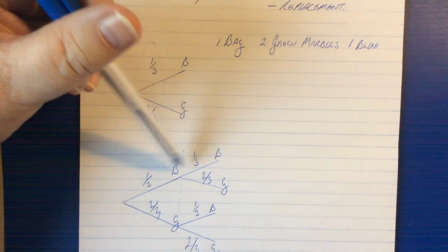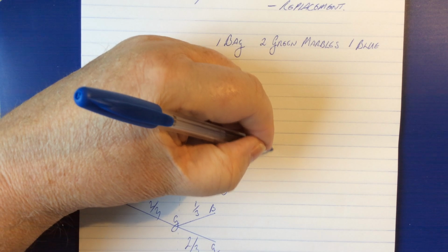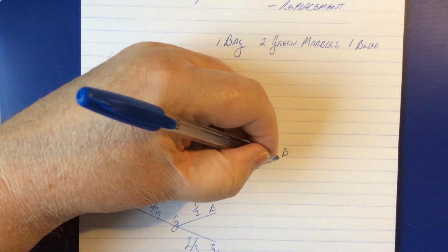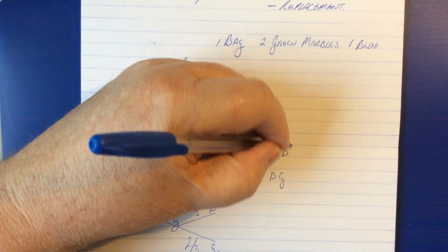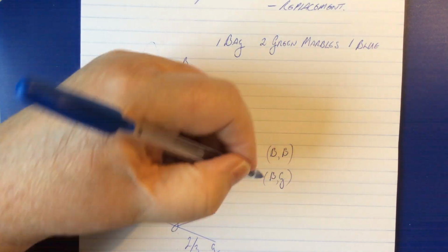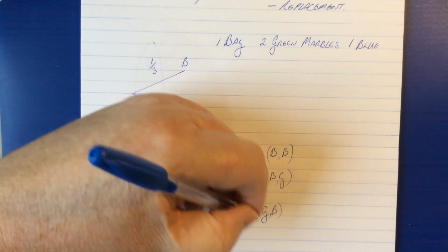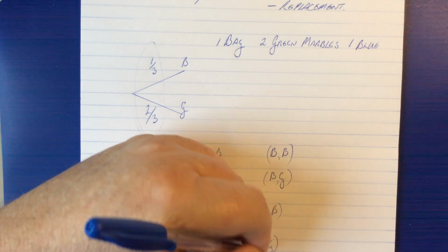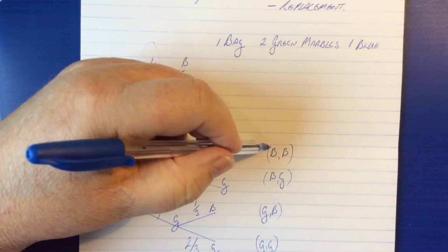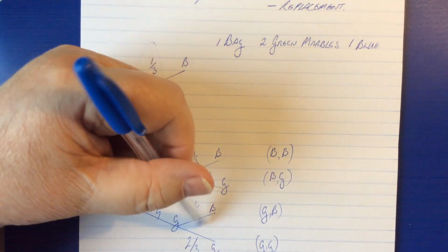So just to run through what the final possible outcomes will be, it can be blue-blue, it can be blue-green, we'll put a bracket around that. It can be green-blue, and it can be green-green. 4 possible combinations of outcomes from 2 choices.